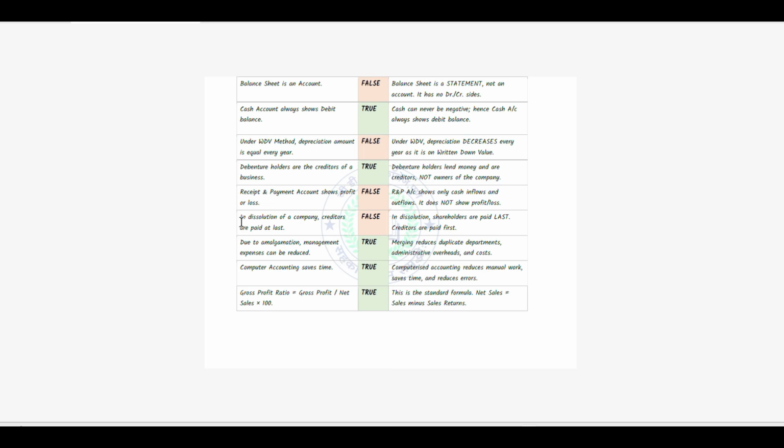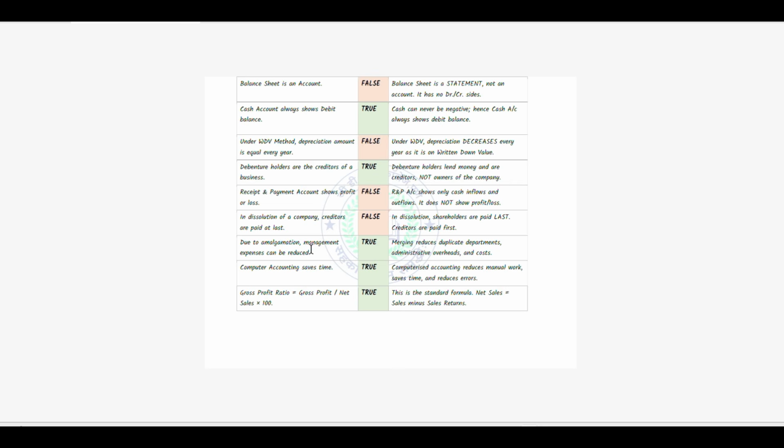In dissolution of the company, creditors are paid last. It is false actually. In dissolution, shareholders are paid last, creditors are paid first. Due to amalgamation, management expenses can be reduced. True, it is, because merging reduces the duplicate departments, administrative overheads, and the cost.